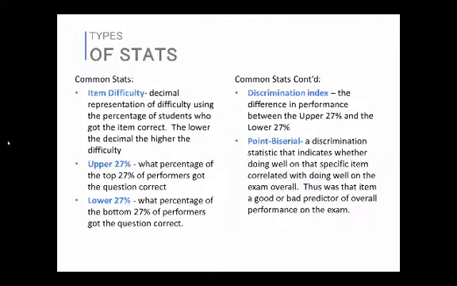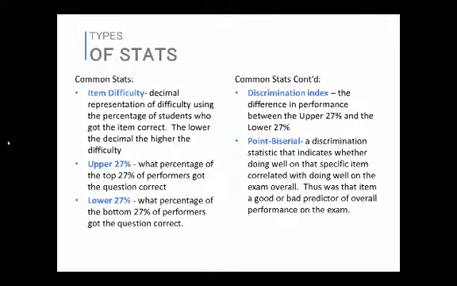Let's start with the item difficulty, which is a decimal representation of the difficulty of the question. It uses the percentage of students who got it right. So if 96% of the students get a question right, your item difficulty would be 0.96. And if 20% of your students get something right, your item difficulty would be 0.2. So the lower the decimal number, the higher the difficulty, and vice versa.